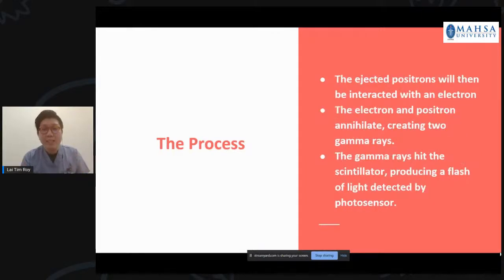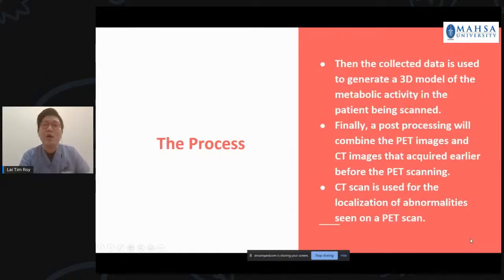Okay. The positron will then interact with an electron, as I explained earlier when we learned about the detector. The electron and the positron will annihilate and create two gamma rays. The gamma rays hit the scintillator and produce a flash of light detected by the photosensor. Then the collected data is used to generate a 3D model of the metabolic activities in the patient being scanned.